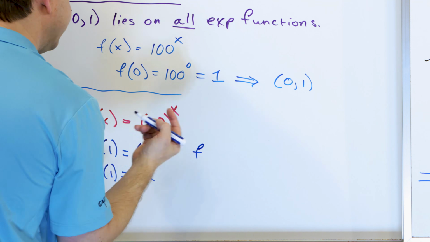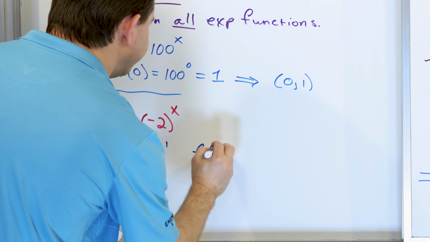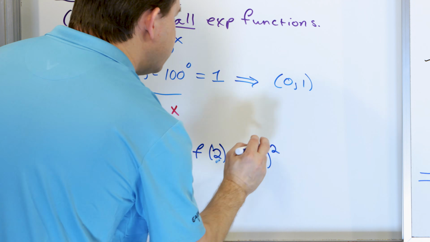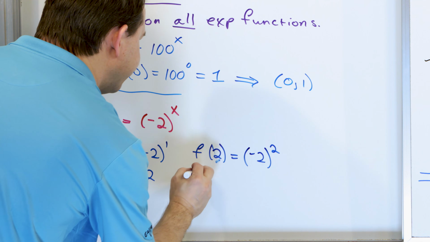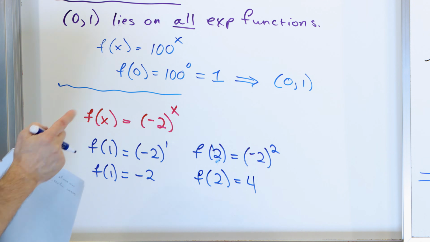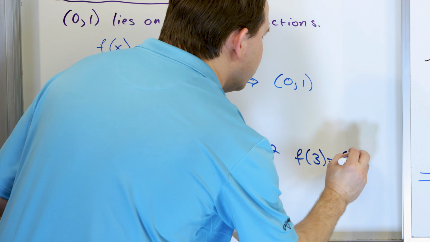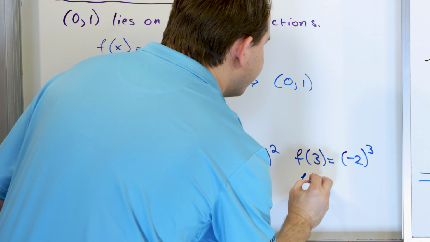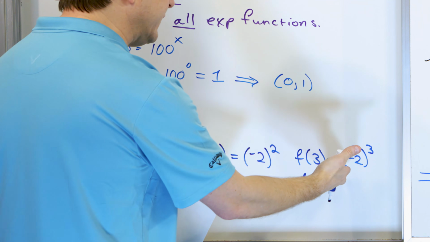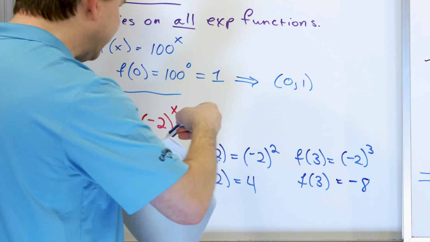Let's say we go up to the next one and put a value of x equal to 2 in here. That means we have -2 to the second power. Because negative times negative is positive, this is actually going to be a positive 4. Now let's do one more. What if we say f of 3? It's going to be -2 to the 3rd power. So f of 3 is going to be -2 times -2 times -2. So -2 times -2 is positive 4. Positive 4 times -2 is actually -8. You see what's going on here?